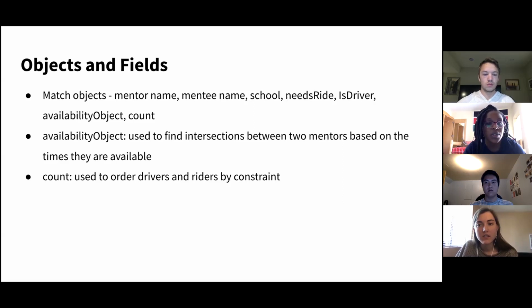And then the count was used to order drivers and riders by constraint. This was a decision we made so that we build our couples around the most constrained drivers and riders, because if somebody only has 1 availability throughout the week, then we definitely want to get them into a couple, as compared to somebody who has 3 or 4 options. They will most probably land into a couple anyway.